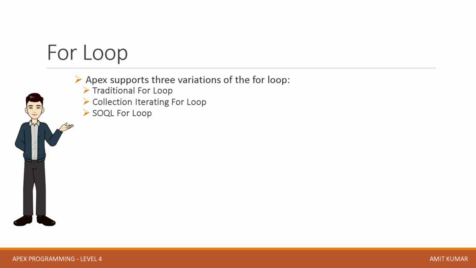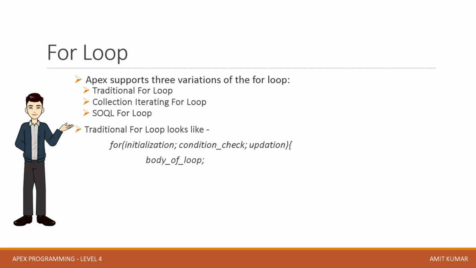So Apex supports three variations of the for loop: the traditional for loop, collection iterating with for loop, and sequential with for loop. A traditional for loop looks like for, initialization, condition check, updation, body of loop, and closing of for. So you can see all the three things that we basically do with the loop counter is performed in one single line with a for loop.